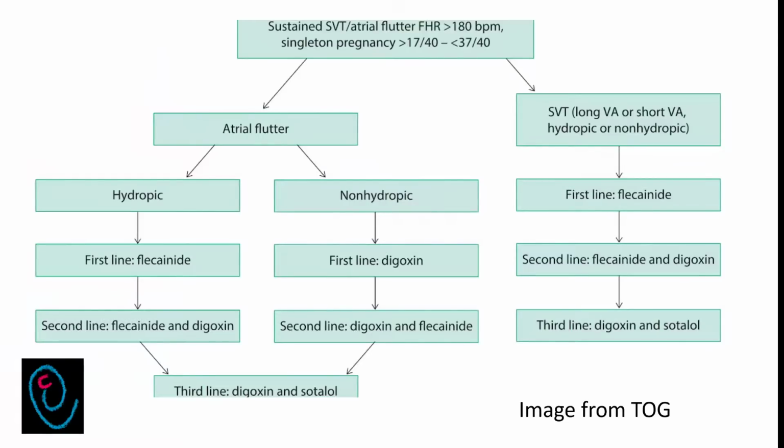Regarding medications for fetal tachyarrhythmia, the first line is flecainide. If this is not effective, the second line is the addition of digoxin to flecainide. If not effective, the third line is digoxin and sotalol.